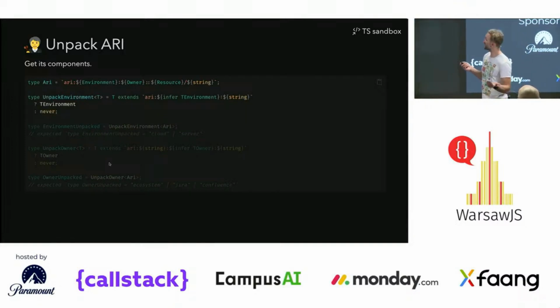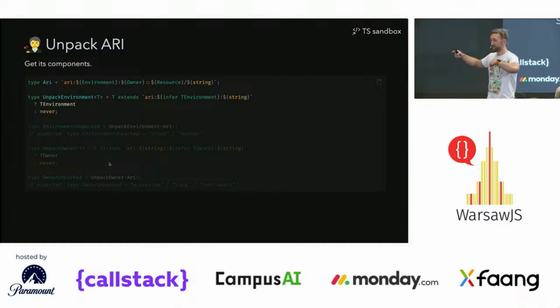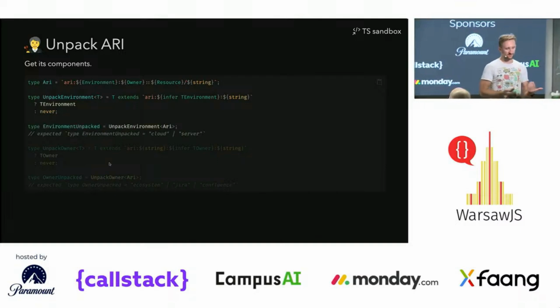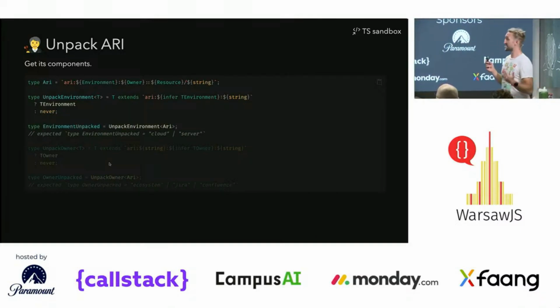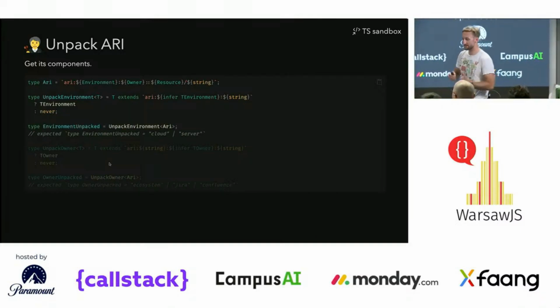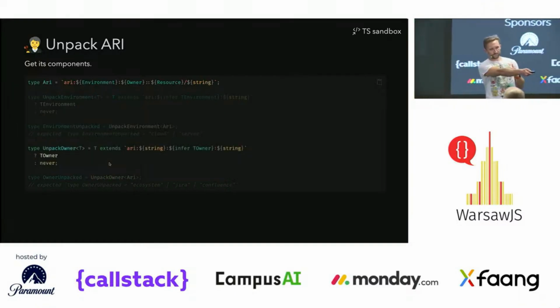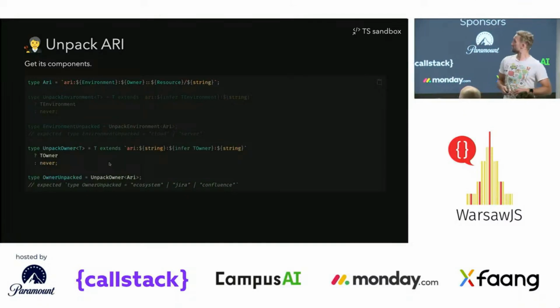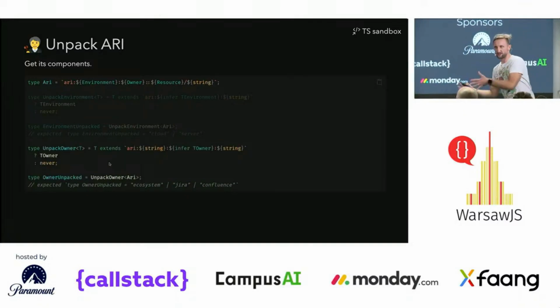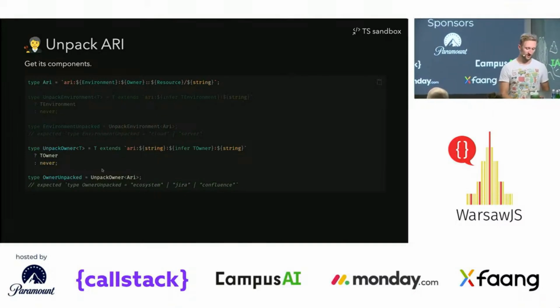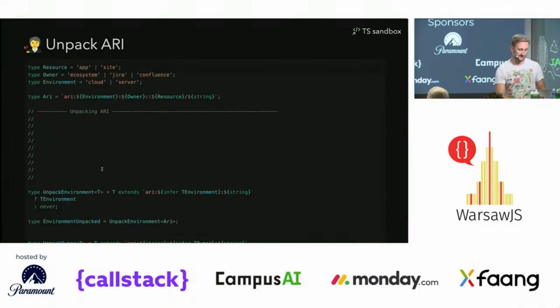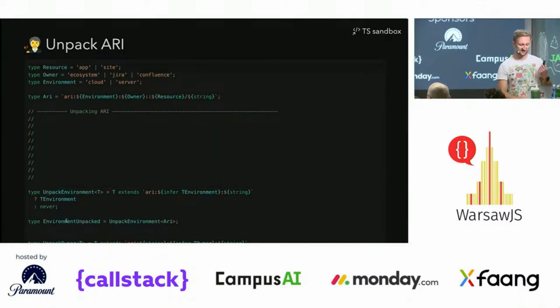Let's play with it. We know that on the first position after the ARN colon, there is an environment. So I can unpack it, right? And I will know that it is cloud or server, so I can now use it in my own code. Come on, I need the owner? Yeah, sure. I know the owner is on the second position. Let me just infer that part, and I will know that this is the owner. And so on, and so on. Don't trust me, trust the code, right?